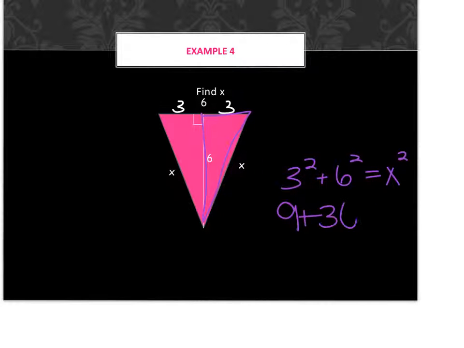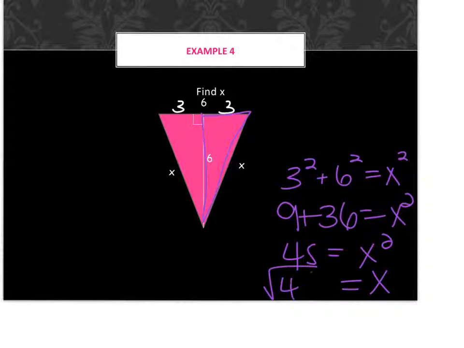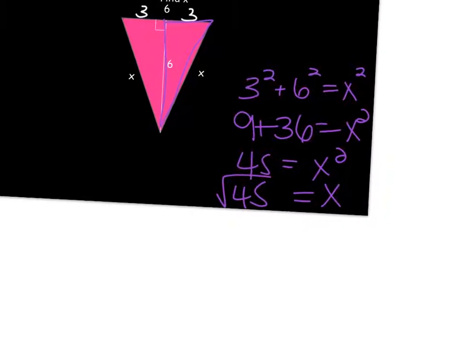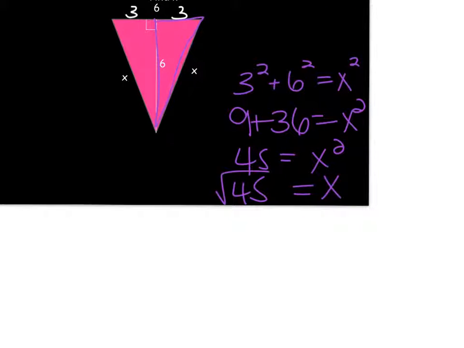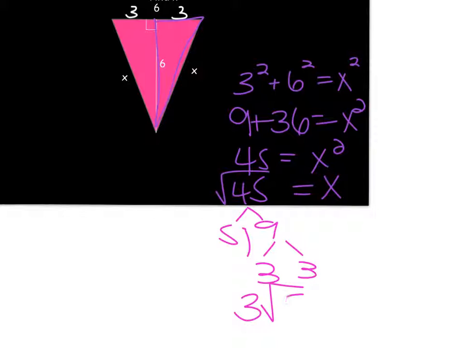9 plus 36, 45. And then square root it and break it down. So what 2 numbers multiply together to give you 45? 5 and 9. And 9 breaks down into 3 and 3. So this becomes 3 radical 5. Good. 3 radical 5.